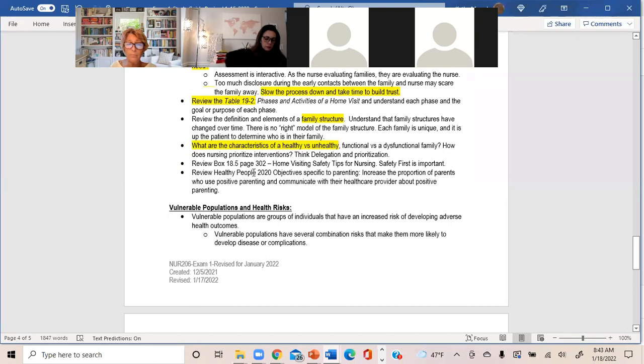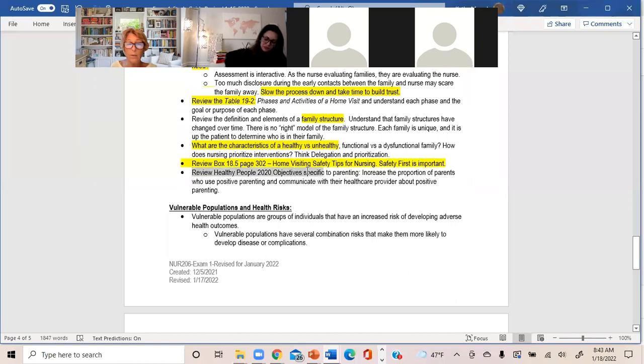Oh, here it is. Page 302. 18.5, page 302, home visiting safety tips for nursing. So Danielle, I don't need you to go back and find it for me. We just found it.